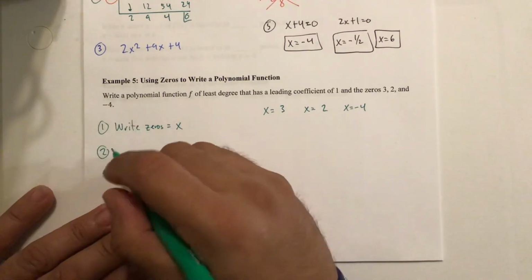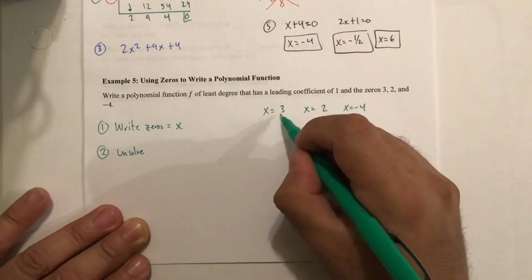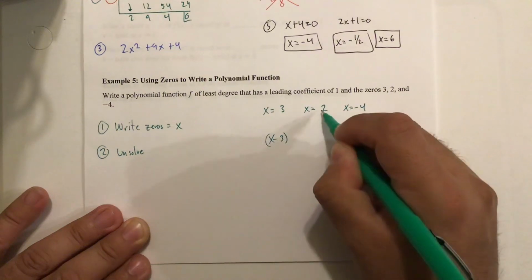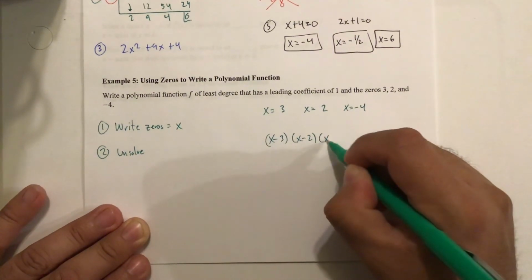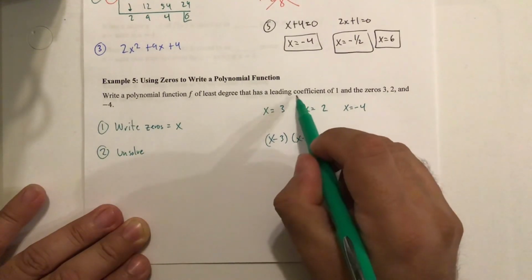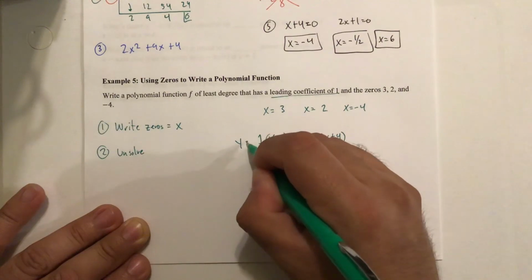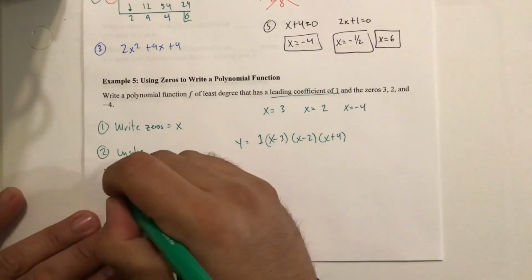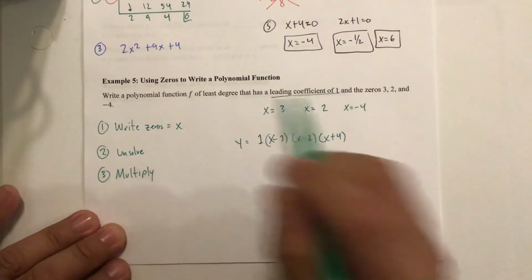Step 2, we're going to unsolve. So when I say unsolve, we're just going to move this. How do we bring 3 over here? We subtract it. How do we bring 2 over here? We subtract that as well. And then we add the 4. Now it does say our leading coefficient is 1, so I can put a 1 in front, and I'm going to write y equals. Step 3, we're just going to multiply it out. And once we multiply this, that's going to be our final answer.